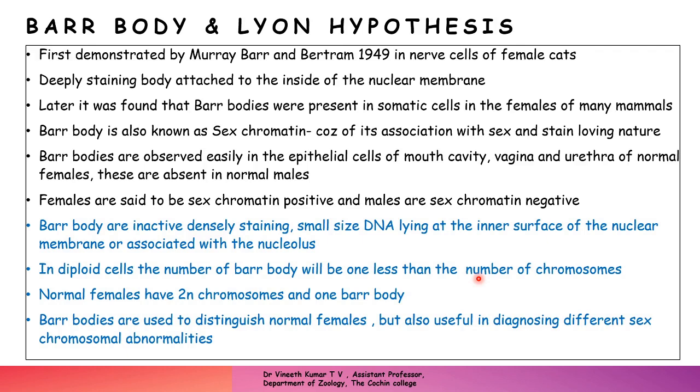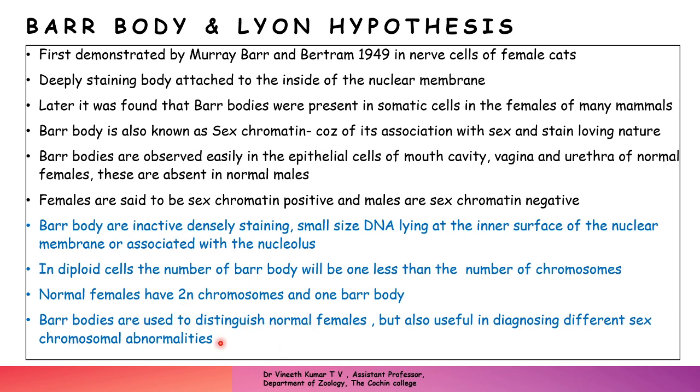Now we are going to see why, in mammalian females, this inactivation of the X chromosome should happen. Why should one X chromosome be made inactive? In normal females who have 2n chromosomes, plus one bar body, you will have 22 autosomes and two X chromosomes. Of those, one will remain as an X chromosome and the other will be a bar body.